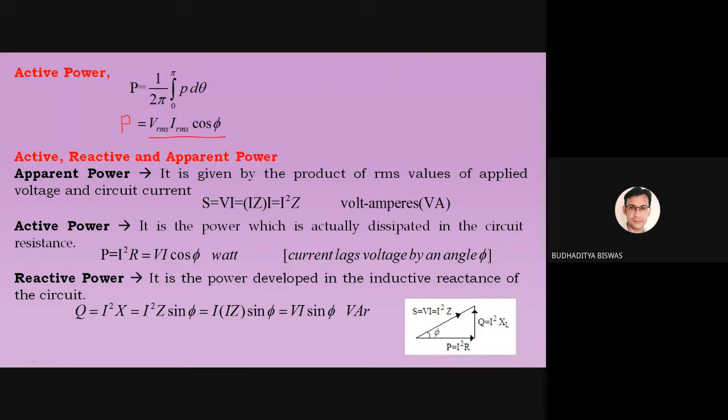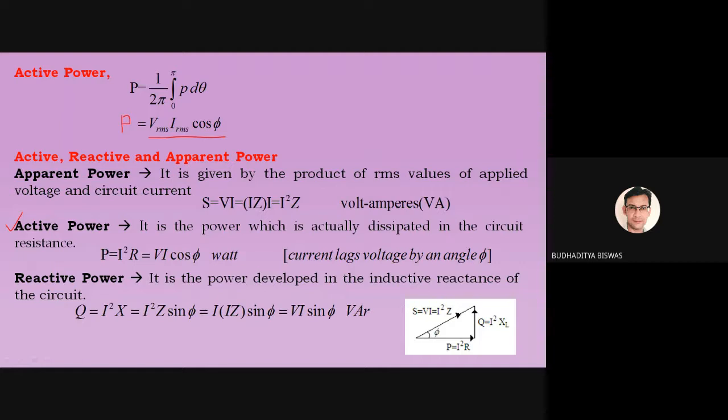Now, how many types of powers are there? There are three types of power in an AC circuit. One is called the active power. What is the definition of active power? It is the power which is actually dissipated in the circuit resistance. The expression is P equals I square R or VI cos phi, in watt. Here we always consider that the current lags the voltage by an angle phi.